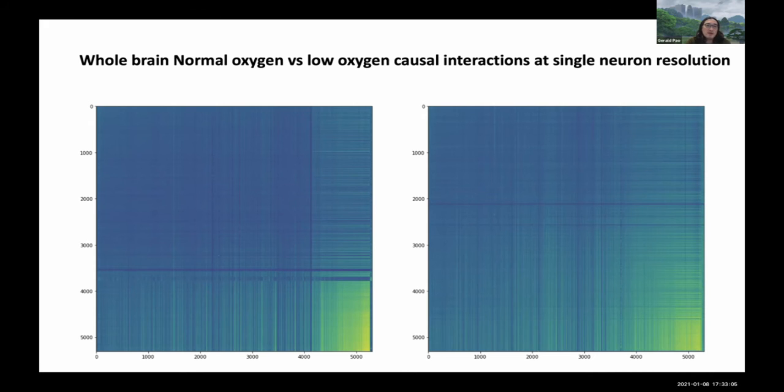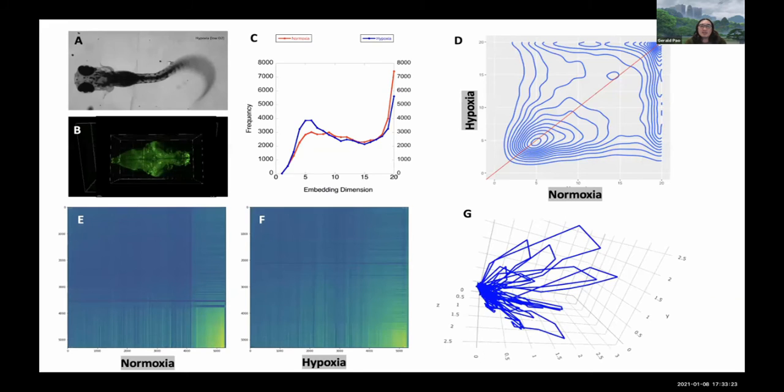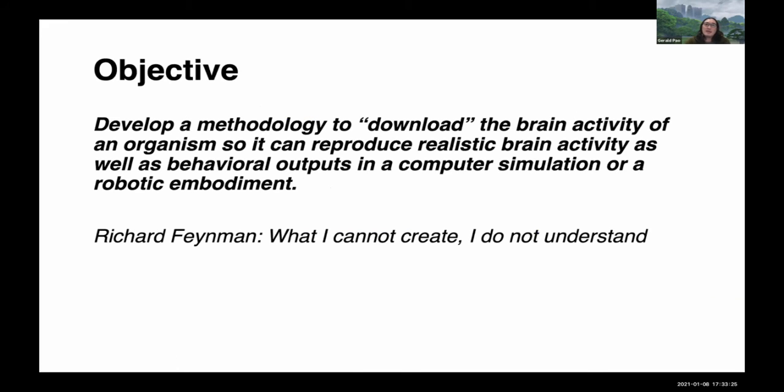So, okay, this is all nice, and this is sort of observational. Can we go beyond that? Can we actually make predictions, or generate a model that goes beyond that? What we want to do is develop a methodology to download the brain activity using convergent cross mapping, so you can reproduce realistic brain activity as well as behavioral outputs in a computer simulation or robotic embodiment. So that's basically what we want to make.